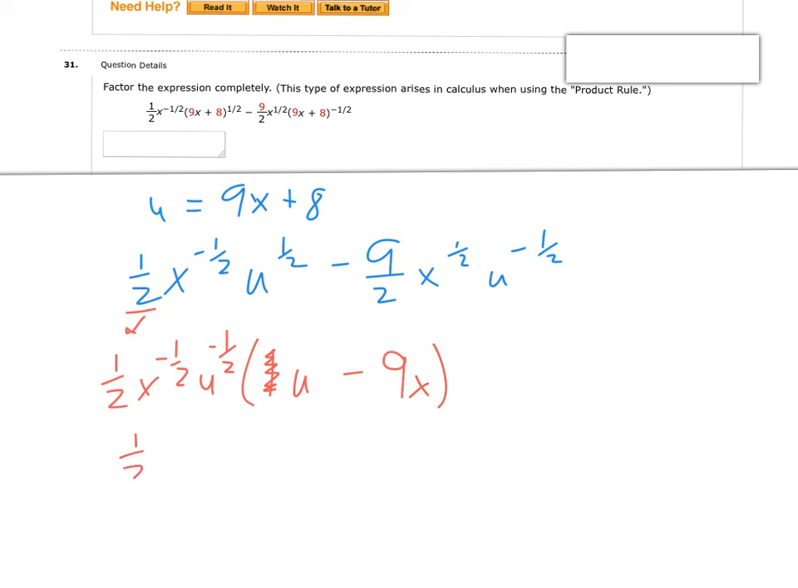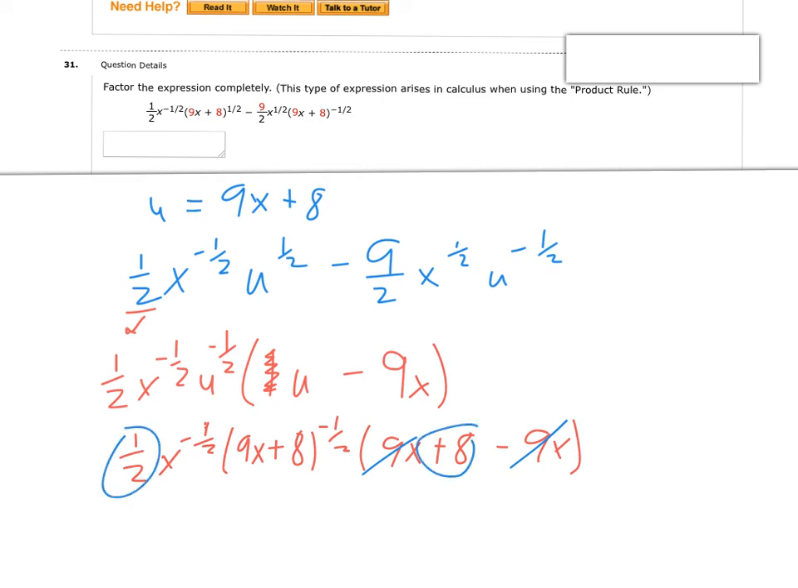So I'm going to reinsert back in, so I get 1/2 times x to the -1/2 times u to the negative. Actually, I'm reinserting here, so I'm going to call this 9x plus 8 to the -1/2. And then inside of here, I have 9x plus 8, and then minus 9x. I don't need to distribute anything that u, so I don't need a bracket. And I notice here these cancel out, so I'm actually left with an 8 back there. And so the next thing I would do, since that's just an 8, I would multiply it with the 1/2 and call that 4 times x to the -1/2 times 9x plus 8 to the -1/2.